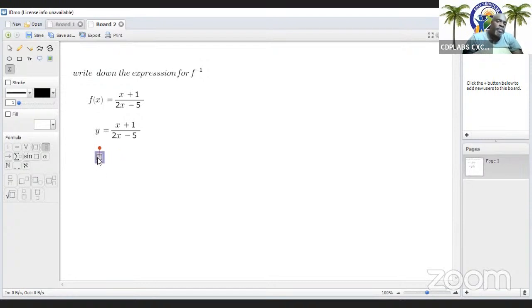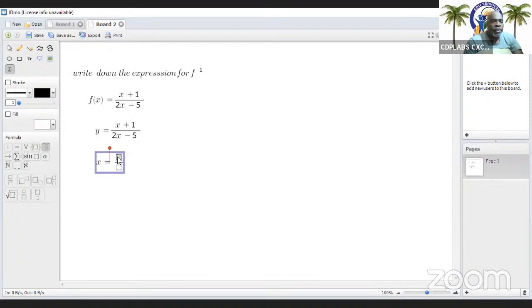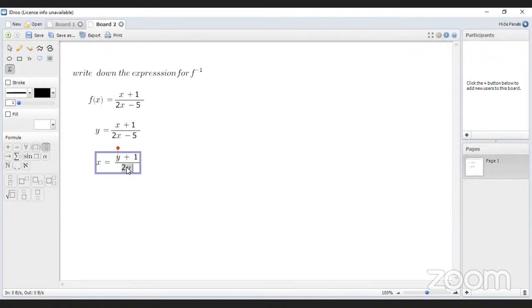The second step, you're going to exchange positions of the variables. So wherever y is, you put x. And wherever x is, you put y. So the y plus 1. And 2 times y minus 5.